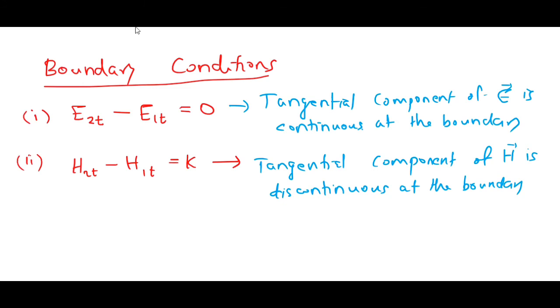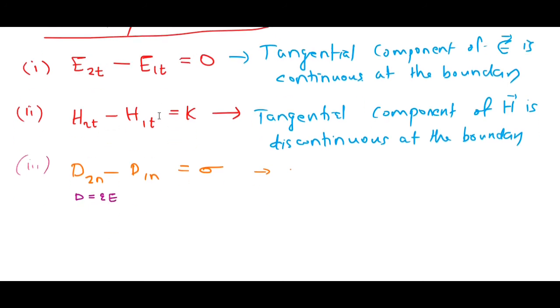ബൗണ്ടറി. ഇനി മൂന്നാമത്തെ ഇക്വേഷൻ ഇതായിരുന്നു, Dn2 minus Dn1 equal to sigma. ഈ ഇക്വേഷൻ എനിക്ക് വേറെ രൂപത്തിലേക്ക് മാറ്റി എഴുതാം കേട്ടോ. അതായത് നമ്മൾ പഠിച്ചിട്ടുണ്ട് D എന്ന് പറഞ്ഞു കഴിഞ്ഞാൽ epsilon E ആണ്. ആ രൂപത്തിലേക്ക് നമ്മളിതിനെ മാറ്റി എഴുതുകയാണെങ്കിൽ epsilon2 E2n minus epsilon1 E1n equal to sigma.